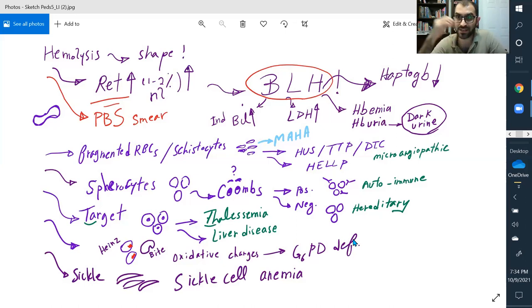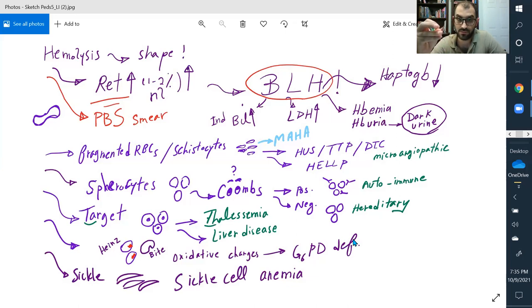Every single time that I go to a Greek restaurant or I date a Greek girl, I become pale and my urine gets dark. Or whenever I eat or smell fava beans, G6PD deficiency. X-linked, G6PD deficiency. Males, G6PD deficiency, oxidative changes.